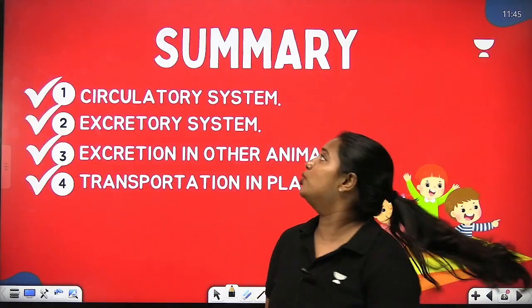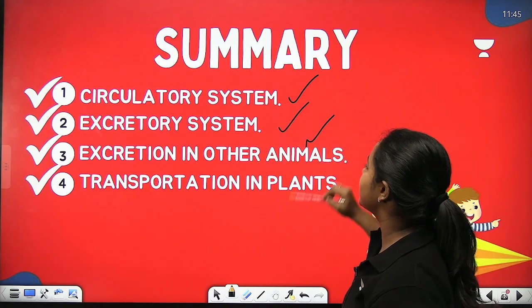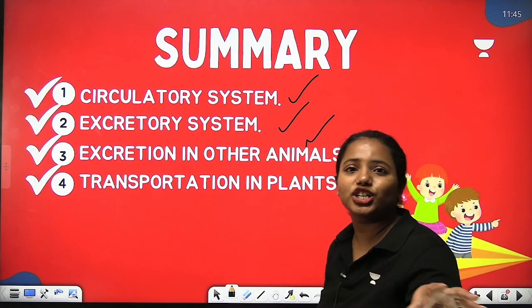And here we are going to the summary part of it. We have completed all four parts: circulatory system, excretory system, excretion in animals, and finally transportation in plants.